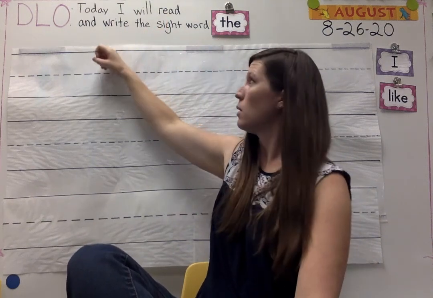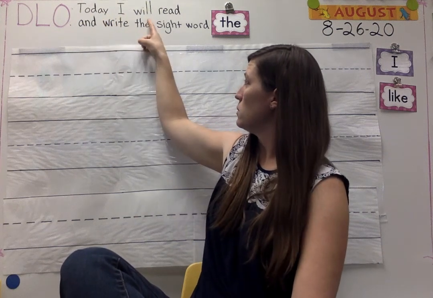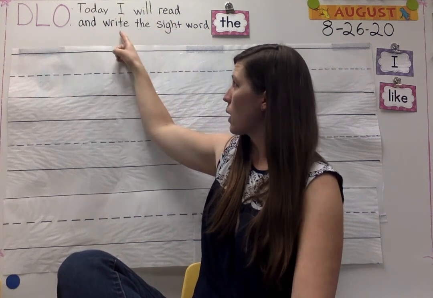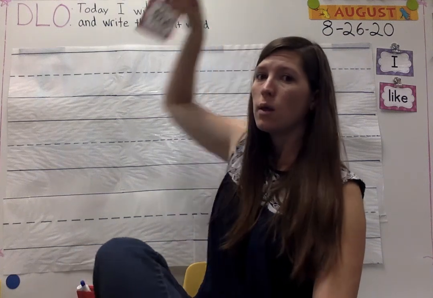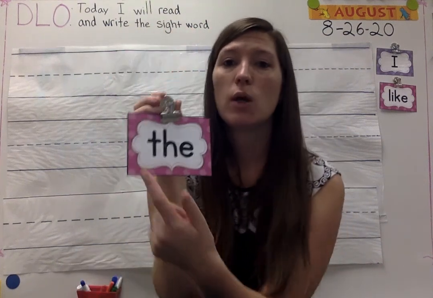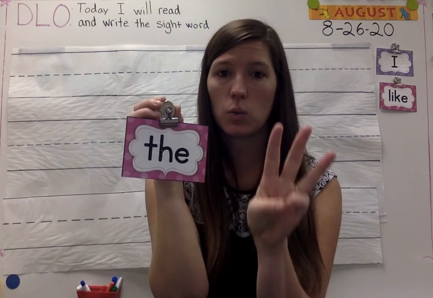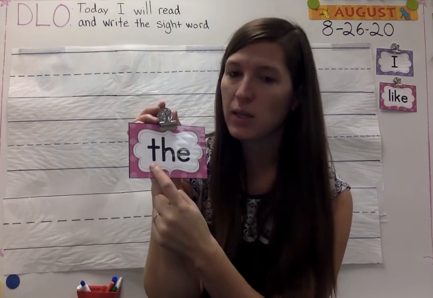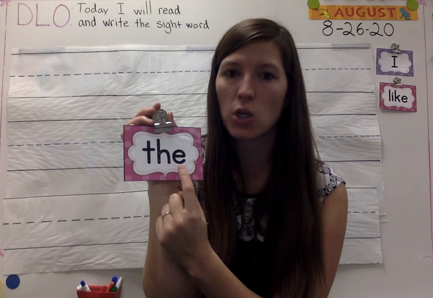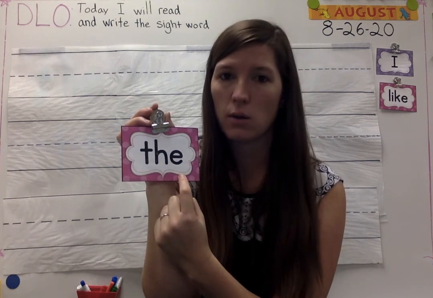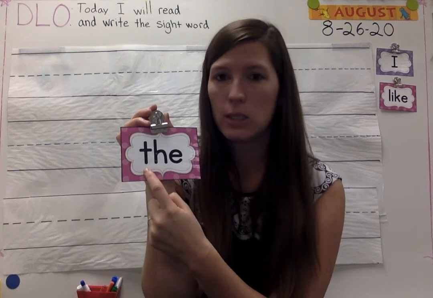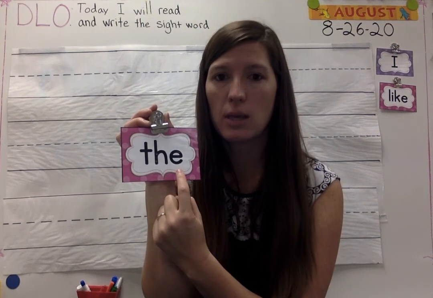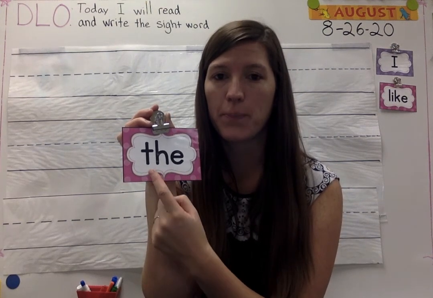Now you say it with me. Today I will read and write the sight word the. The. Let's spell it and read it 3 times. Say the letters with me. T-H-E. The. Make sure you read the word after we're done spelling it. 2 more times. T-H-E. The. 1 more time.